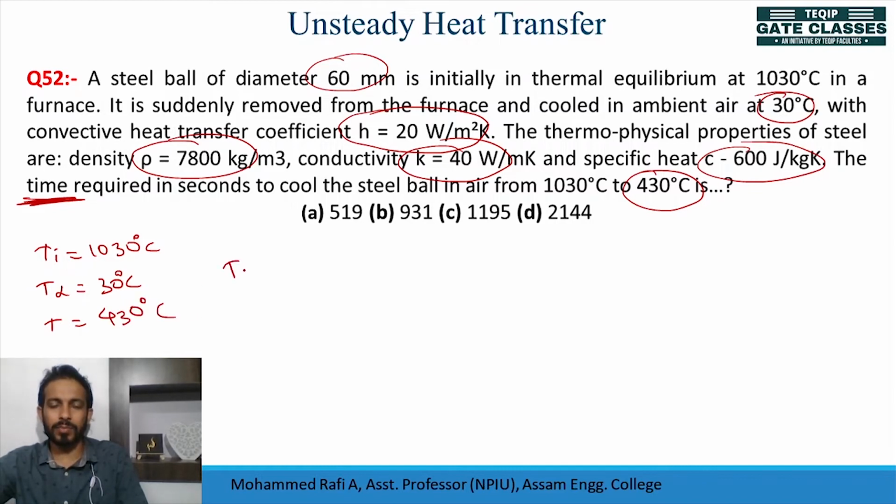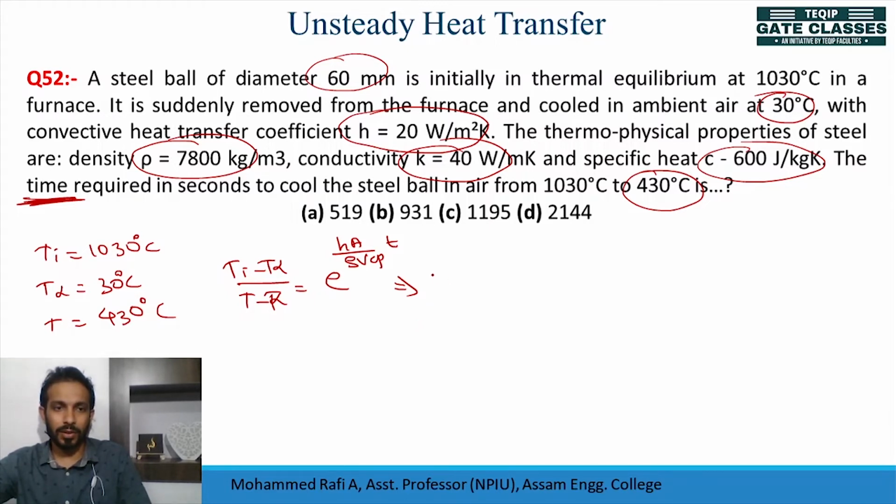If I am writing (Ti minus T infinity) divided by (T minus T infinity) equal to e to the power of hA by rho V Cp into t. This is a very important equation. Guys, please remember this and be familiar with the parameters, so that you will at least find one question in any competitive exam and you will be able to solve it correctly. That is why I am again and again solving similar kinds of questions.